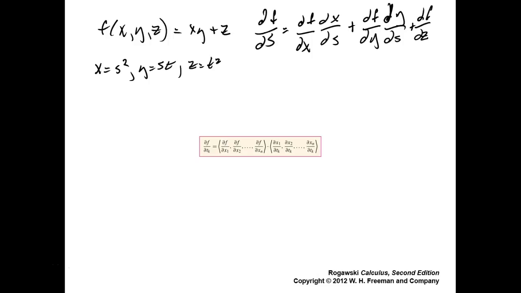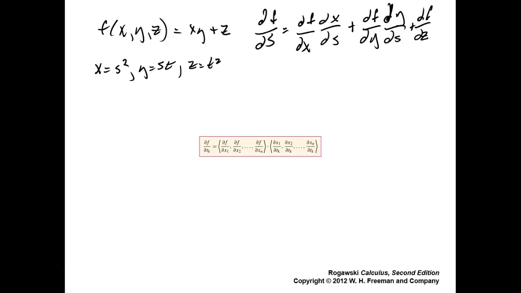Okay. So here was our situation here. What we were asked for is example 2 on, well, you don't have the same book, but it's doing the chain rule with several variables. That's where you would look for it. So here's your function. f is equal to xy plus z, and x is s squared, y is st, and z is t squared. And it says calculate the partial of f with respect to s where that's the case.